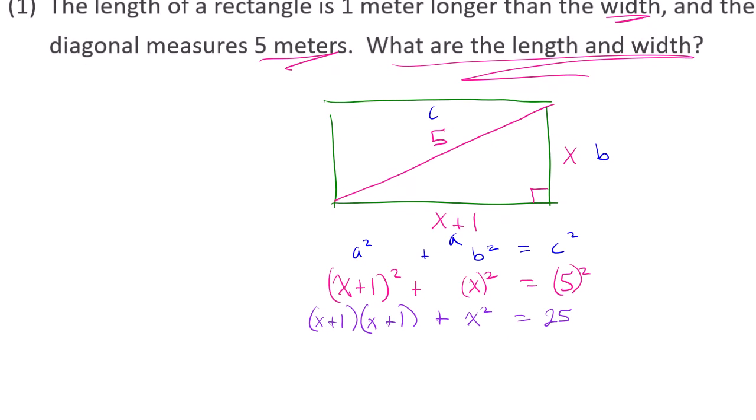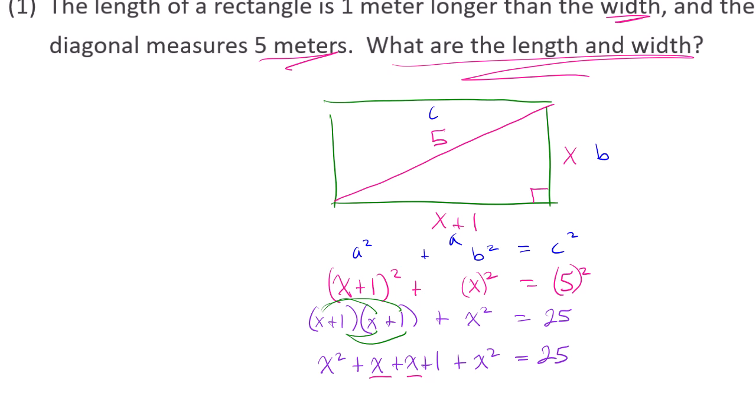All right, so now we can distribute or FOIL. So x times x is x squared. X times 1 is 1x. I'm just going to put plus x. 1 times x is 1x. 1 times 1 is 1, right? Bring down the x squared. Bring over the 25. Okay, so now we can combine like terms.